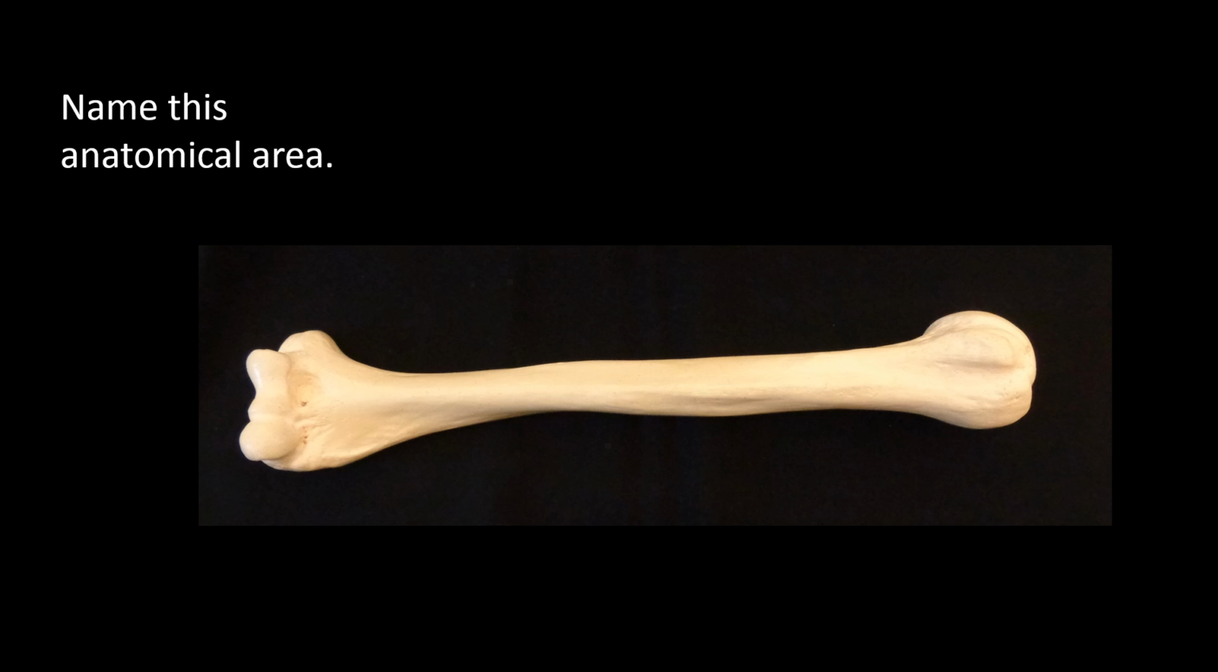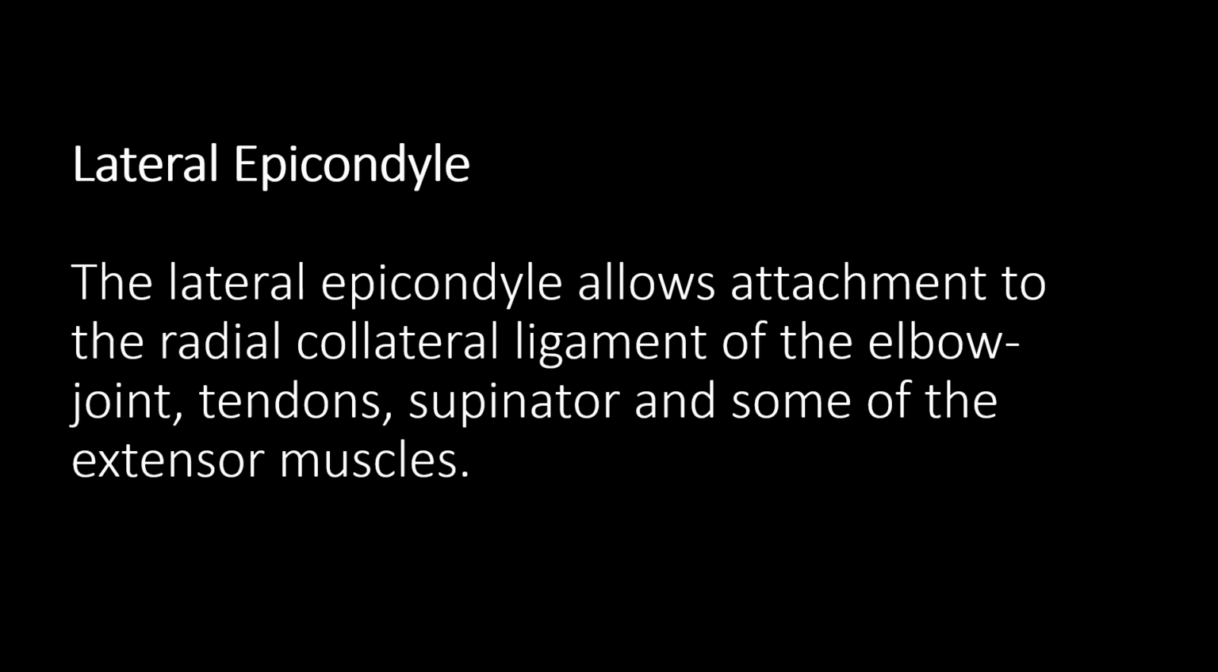Name this anatomical area. Lateral epicondyle. The lateral epicondyle allows attachment to the radial collateral ligament of the elbow joint, tendons, supinator and some of the extensor muscles.